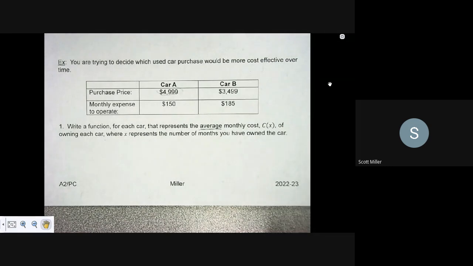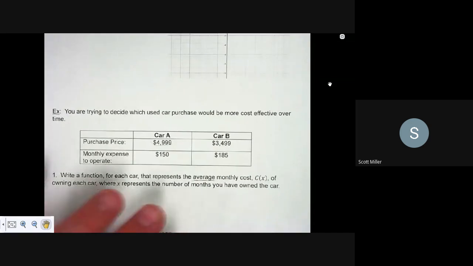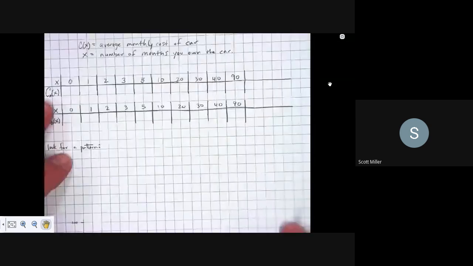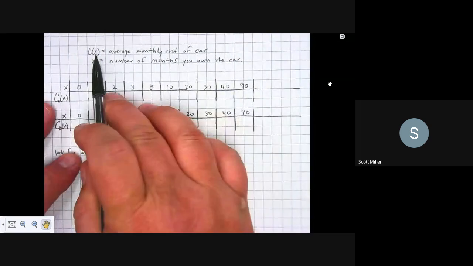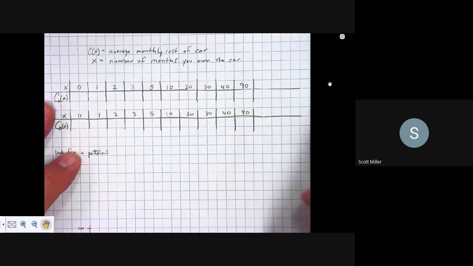Okay? And so that's how we're going to do this. And we need to write some rules for this. Before I can write the rule, I should probably practice and see if I can figure out a pattern for how this works. So keep in mind what average means. It will help us out. So we're going to come over here. I have this set up here. So C of X is the average monthly cost of the car. X is the number of months that you own the car.